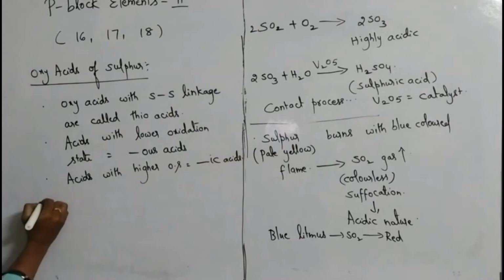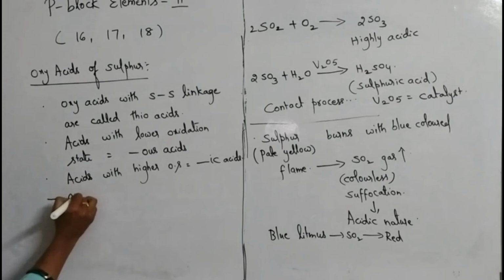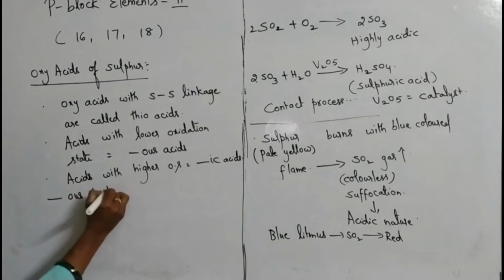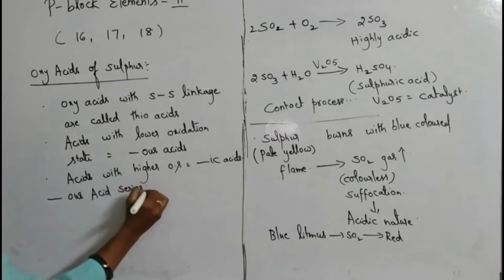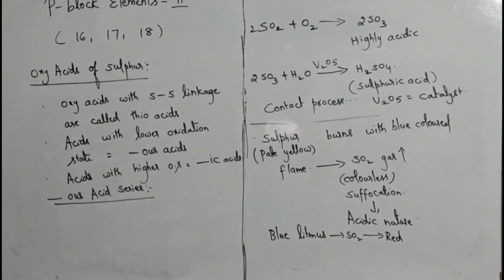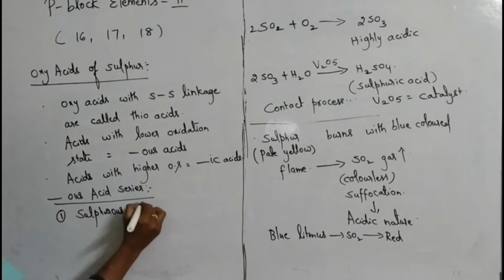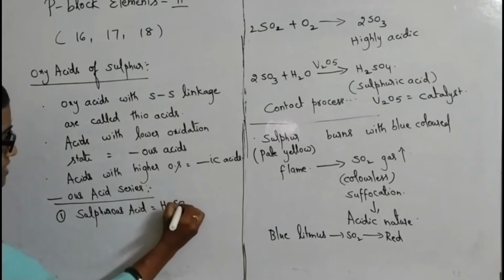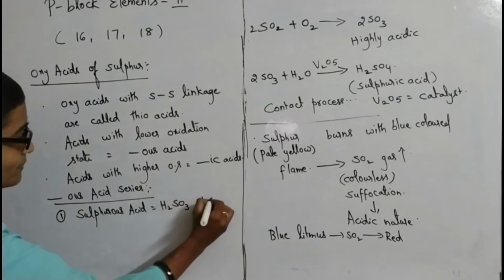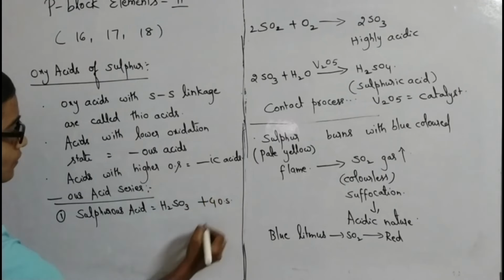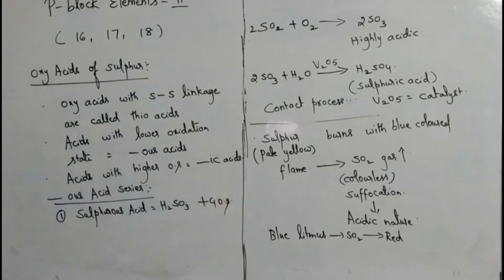First let us learn examples of the OUS acid series. In that, the first one is sulfurous acid, H2SO3. Here sulfur has +4 oxidation state. Please remember, OS I am writing, that is oxidation state.